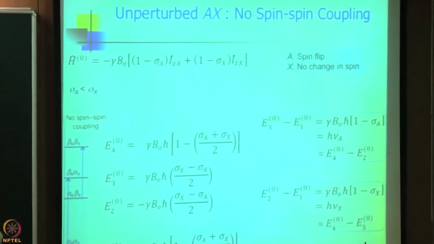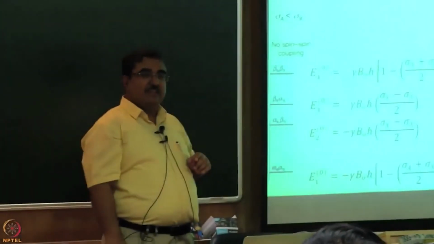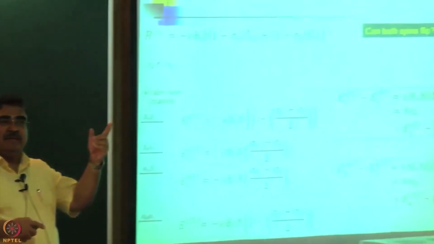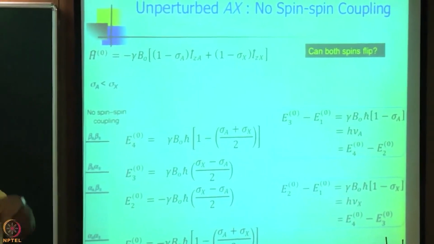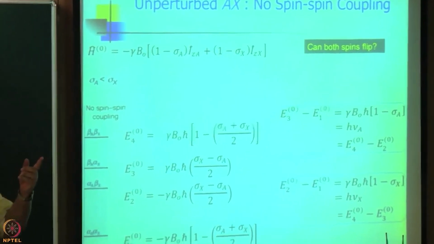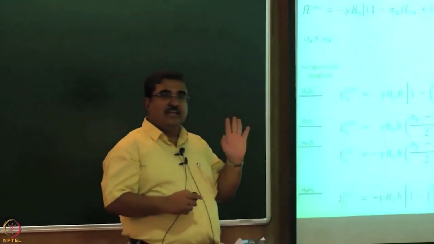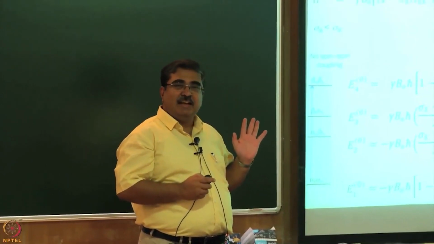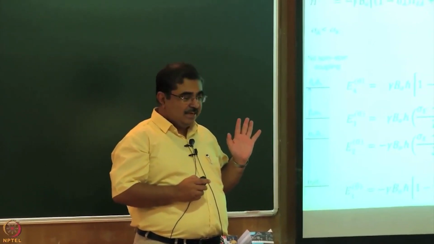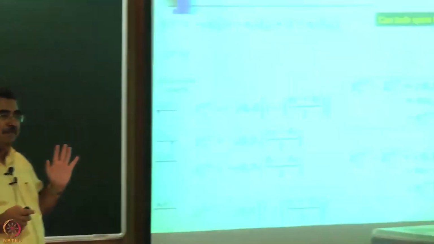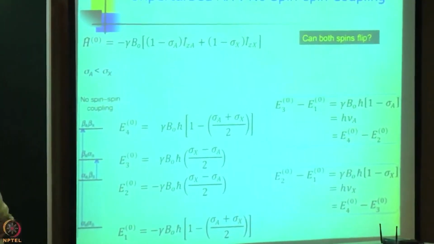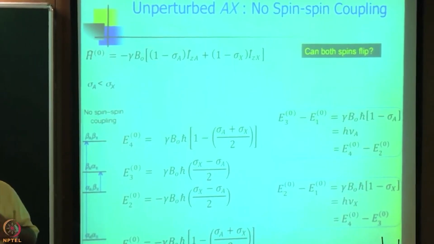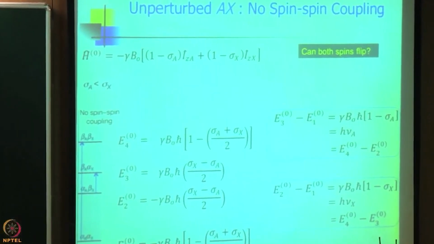But before we leave this story, can we have another kind of transition? A goes from alpha to beta, X also goes from alpha to beta, or something like that. Can both spins flip? So, can I have this kind of a transition, alpha A alpha X to beta A beta X? Can I have this kind of a transition, alpha A beta X to beta A alpha X? Of course, when I ask like that, the answer is going to be no, and we have discussed it.